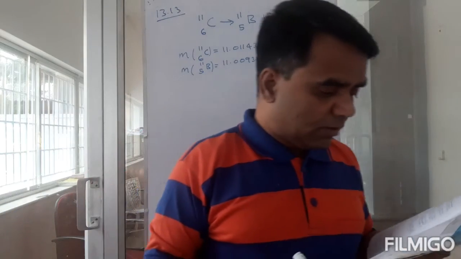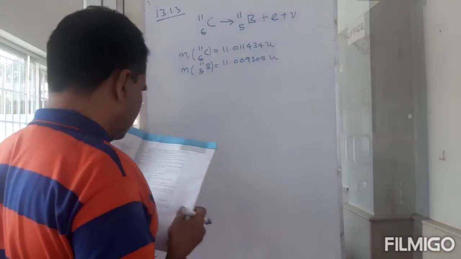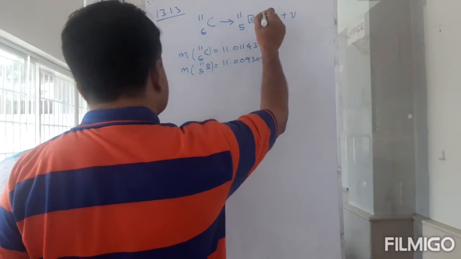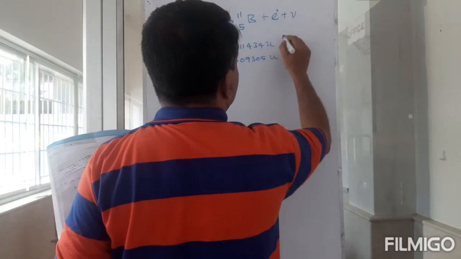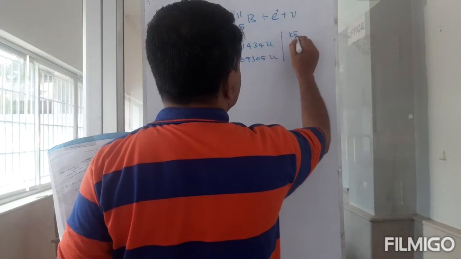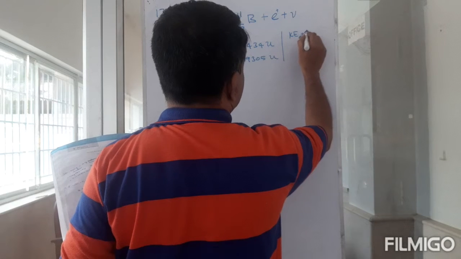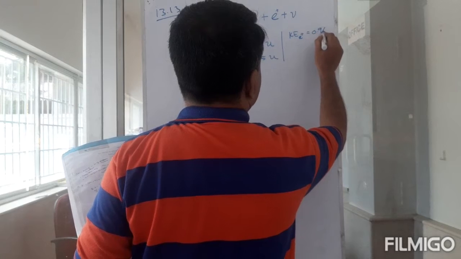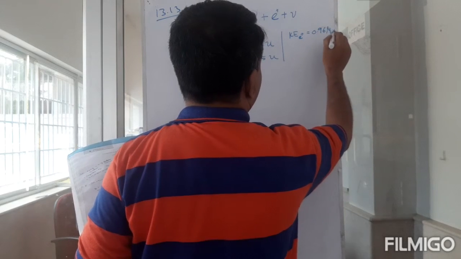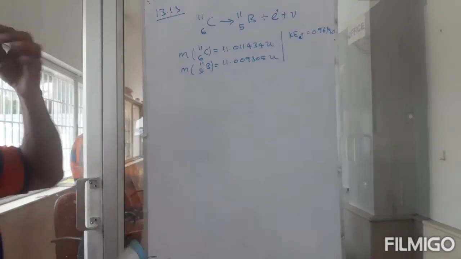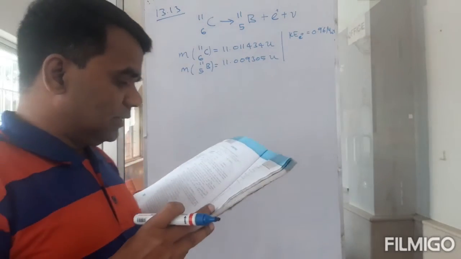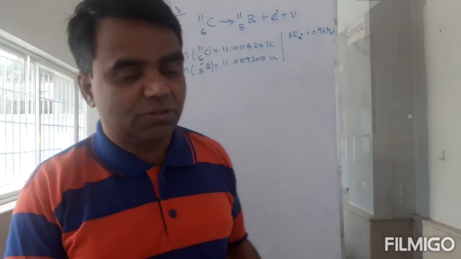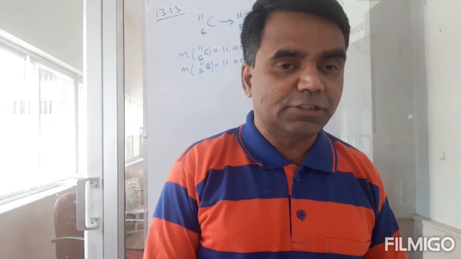And what else is given? The emitted positron energy, this is E plus, right? The kinetic energy of the positron, E plus, is given to be 0.96 mega electron volt. Okay, this is the information given. And what is asked: calculate Q and compare it with the maximum energy of the positron emitted. They want you to calculate Q.